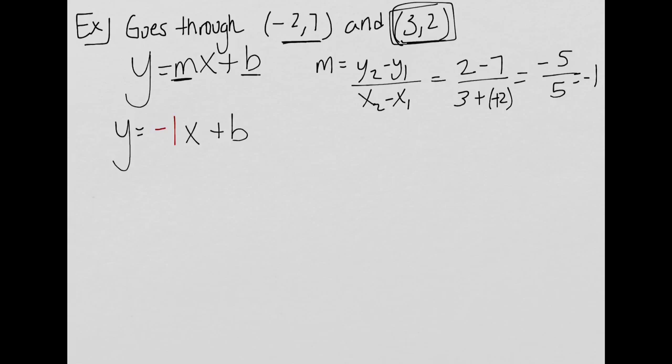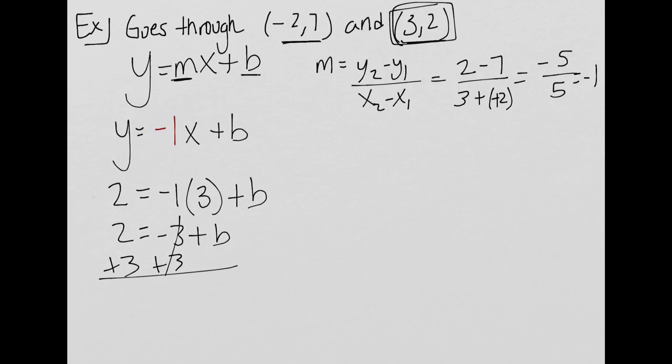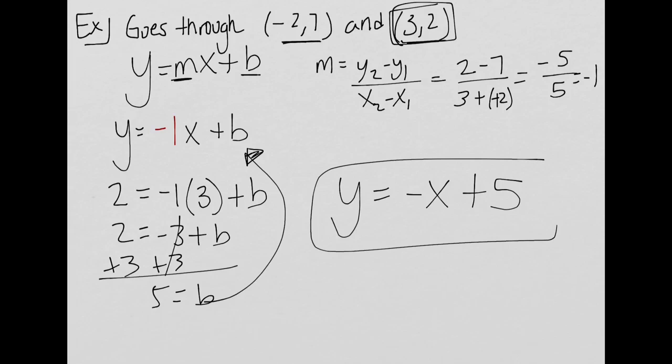Does not matter, though. So I'm going to plug in 2 as my y, equals -1 times my x, which is 3, plus b. And again, check it out. Now you can solve for b. So I'm going to add 3. So b equals 5, and I can go right back up here and plug it in. So y equals negative x again plus 5.